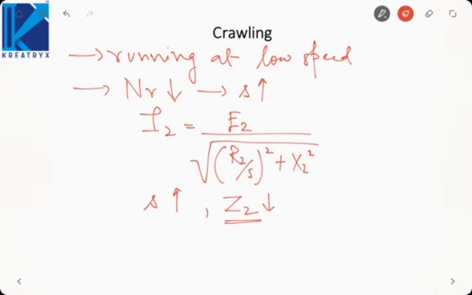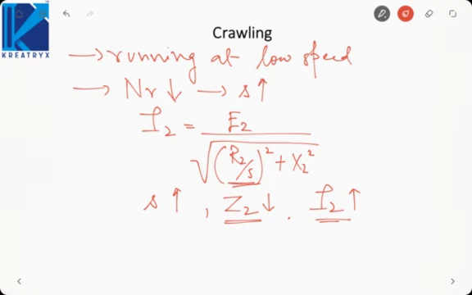If the rotor impedance goes down, rotor current increases. Rotor impedance goes down because R2 by S decreases. That means the rotor current is high if it is operating in the saddle region. If the rotor current is high, it can damage the winding. So it must not be allowed to continue to crawl for a longer period of time. To avoid crawling, we design the winding such that there is no fifth and seventh harmonic.